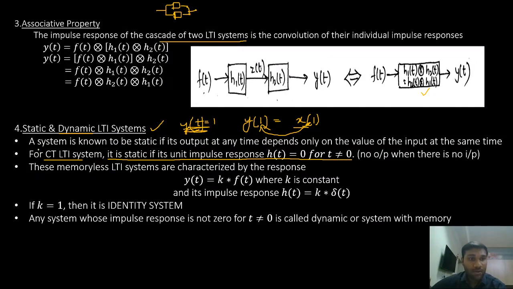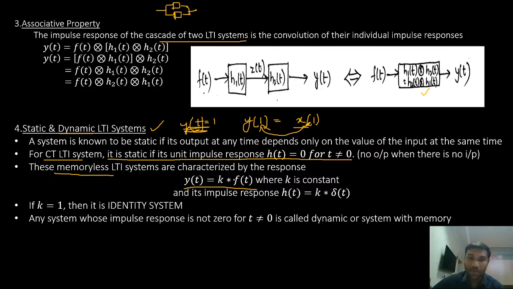Static systems are also called memoryless systems, right? Because the output is only dependent on that particular time instant and not the previous or the next time instances. It does not have any memory. So they are called memoryless LTI systems. Memoryless LTI systems are characterized by this response.